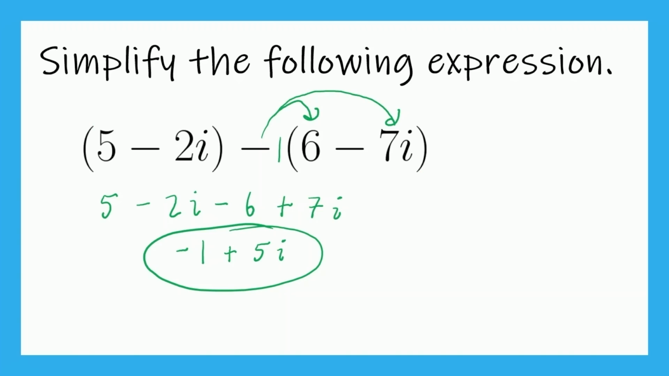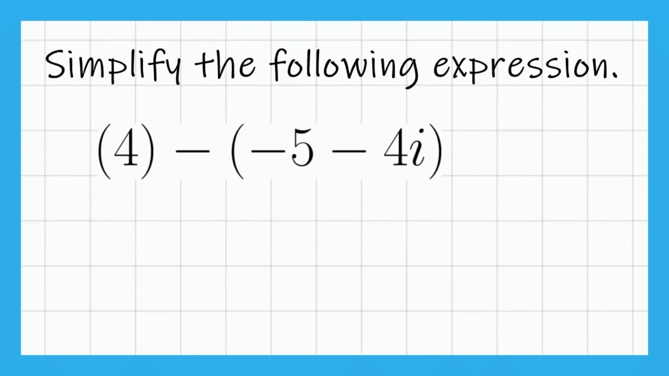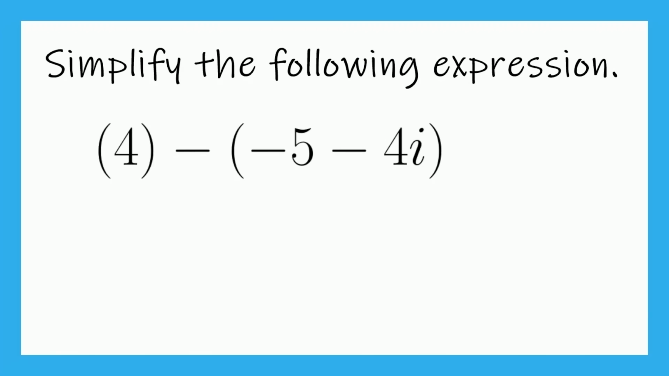All right, let's do one more example here. This time it probably looks a little bit more strange because we don't have any visible imaginary numbers in the first expression, but our process is still very similar. You could think of this right here as 4 plus 0i, or you could just think of it as 4. Both ways work. So let's distribute this -1 right here. So we have a -1 times -5 and a -1 times -4i.